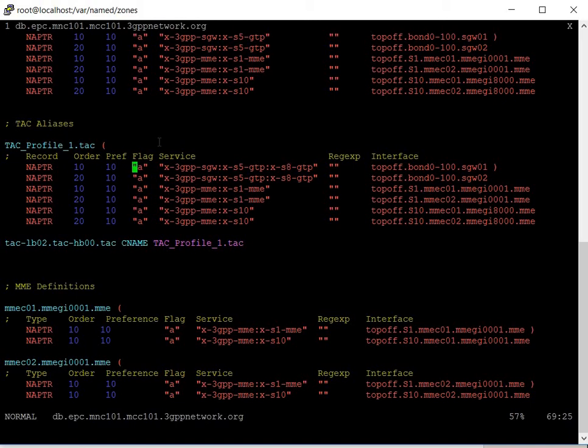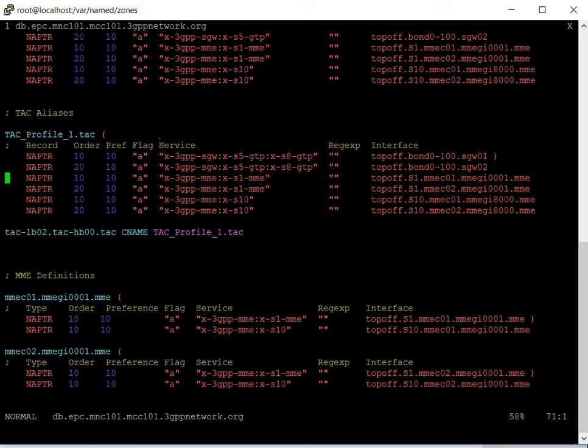A flag of A means ask for the IP address, or what you're really looking for is an IP address for this interface. We'll see S used when we're talking about... you could use S here technically, but S would say that an SRV record is coming up next. U would mean URN, which is something different.